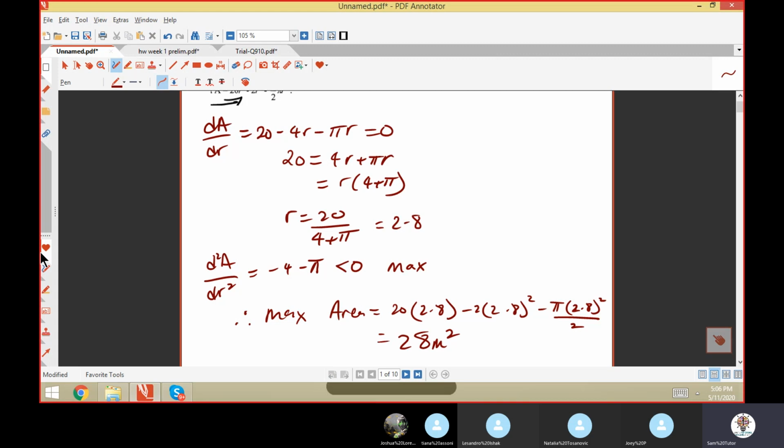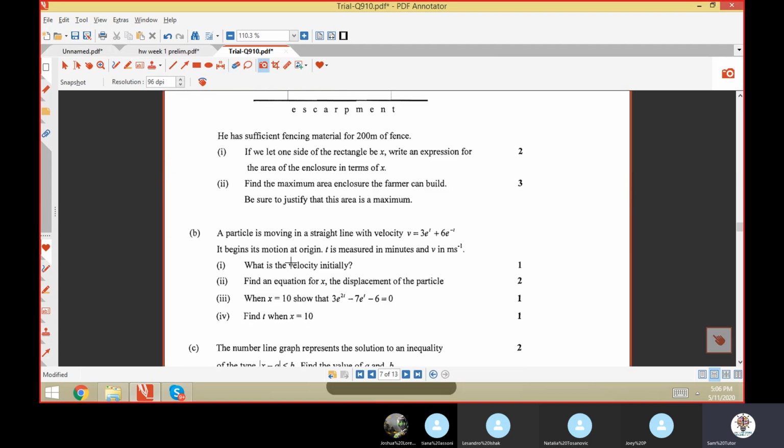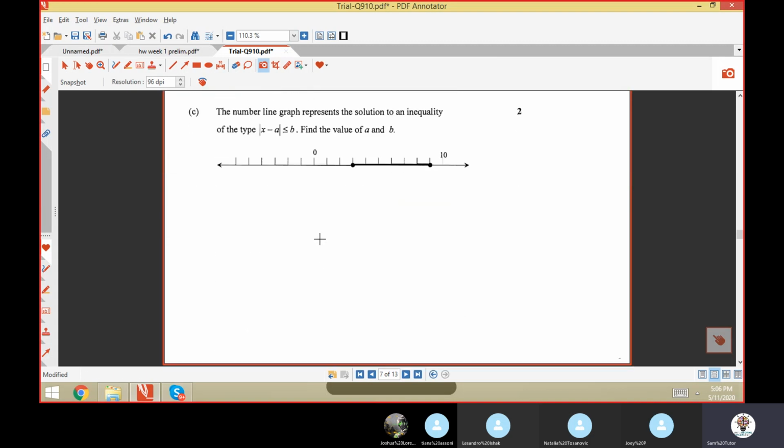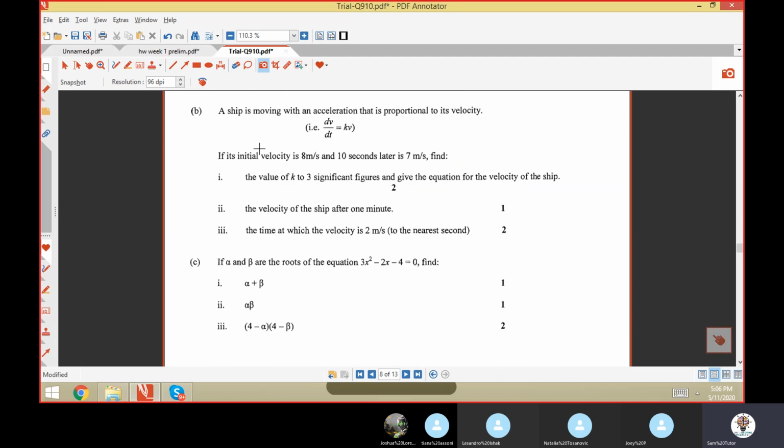Twinkle, twinkle, little star, circumference equals 2 pi r. Don't be frightened, don't be scared, area equals pi r squared.